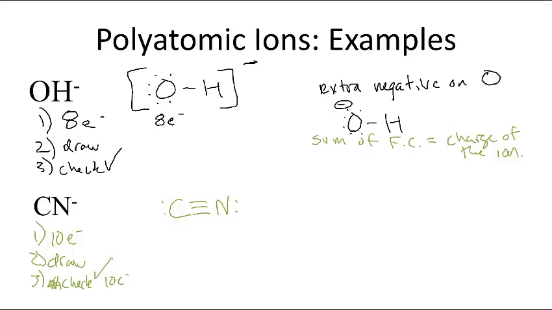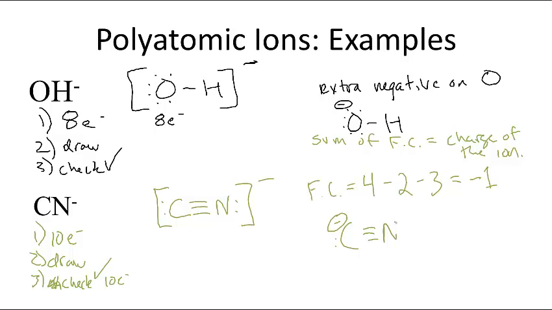On the C. If we remember from yesterday or the previous lecture, formal charge is equal, we'll just do carbon, 4 minus the electrons in a lone pair, which is 2, minus the number of bonds, which is 3. So that's minus 1. So that's my polyatomic ion.